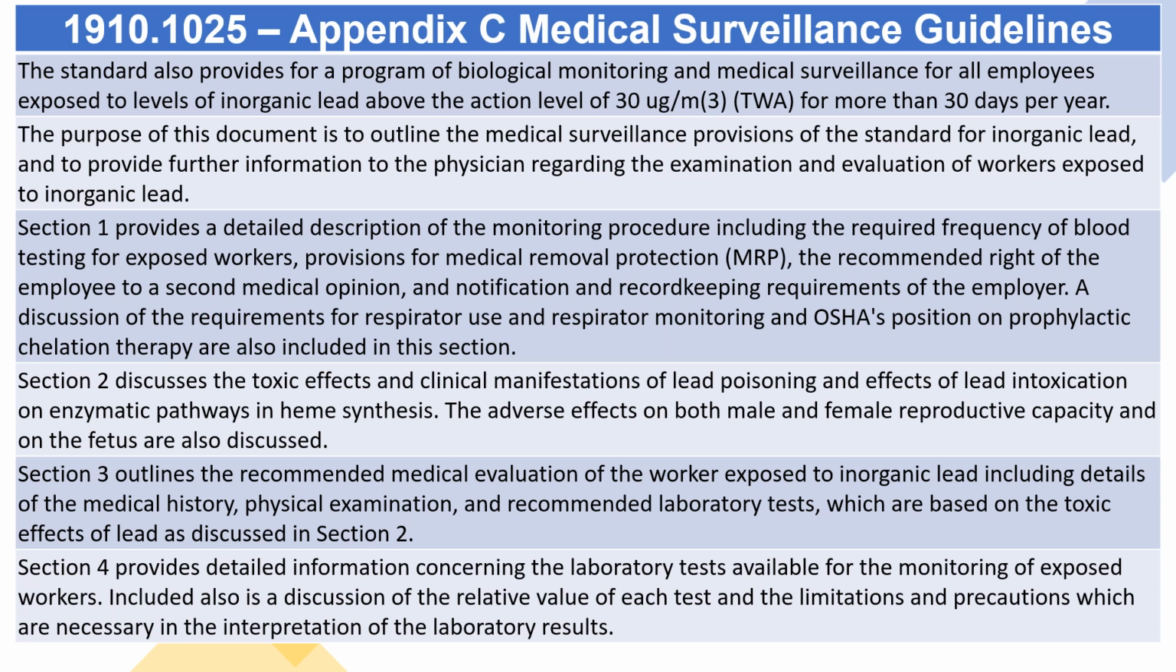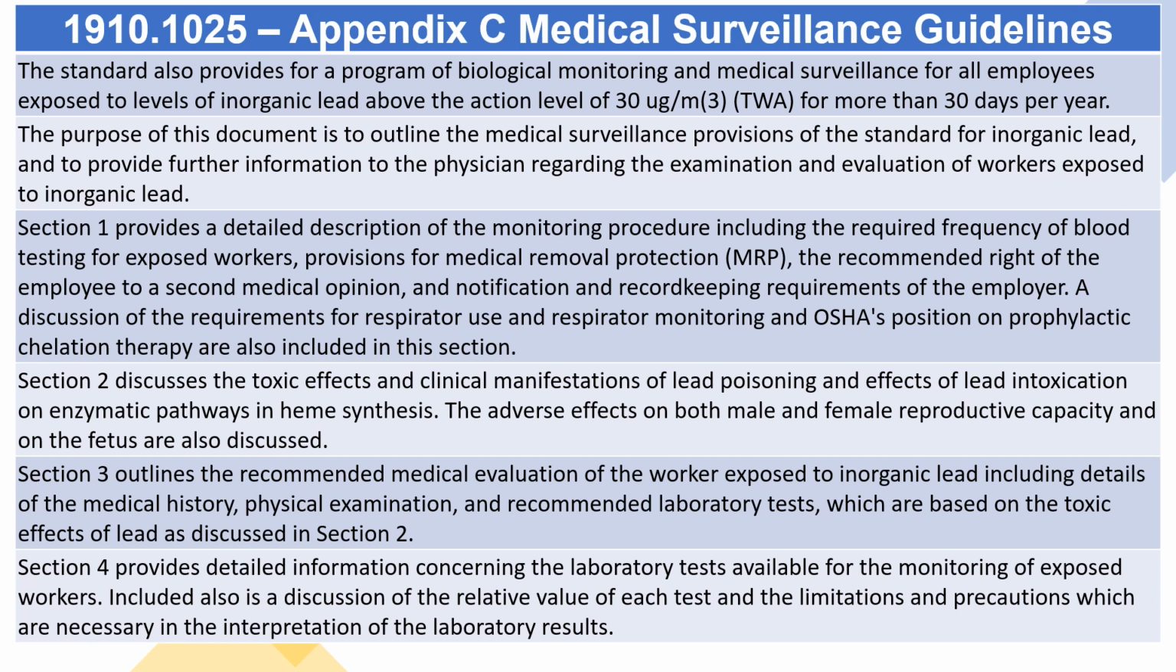Section 1 provides a detailed description of the monitoring procedure, including the required frequency of blood testing for exposed workers, provisions for medical removal protection, MRP, the recommended right of the employee to a second medical opinion, and notification and record-keeping requirements of the employer. A discussion of the requirements for respirator use and respirator monitoring and OSHA's position on prophylactic chelation therapy are also included in this section. Section 2 discusses the toxic effects and clinical manifestations of lead poisoning and effects of lead intoxication on enzymatic pathways in heme synthesis. The adverse effects on both male and female reproductive capacity and on the fetus are also discussed.